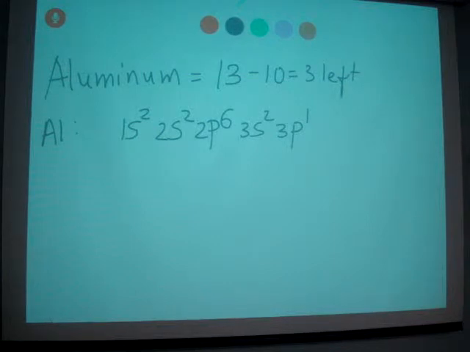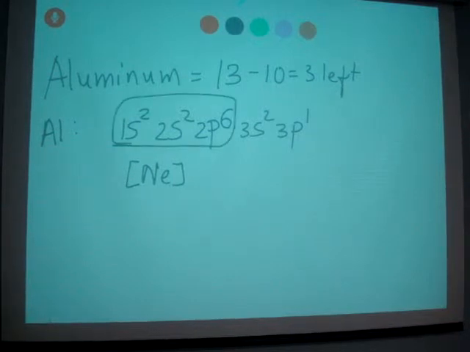Now when we write shorthand notation, when you look at the periodic table, the noble gas before aluminum, which is neon, it has total 10 electrons. So instead of writing the whole thing, we can write neon in a bracket. And then we can write 3s2, 3p1. So that will tell you shorthand notation.